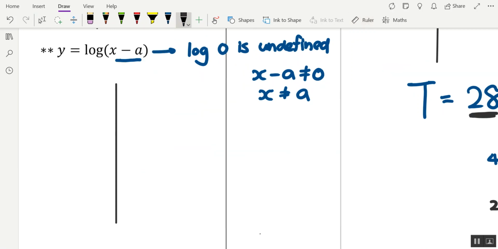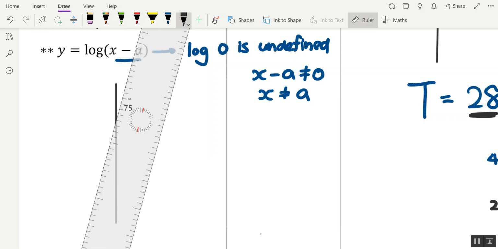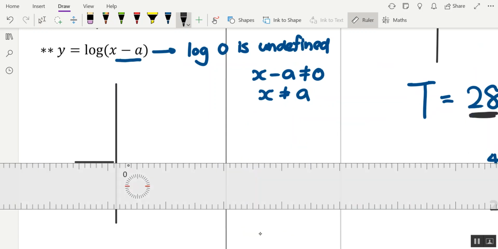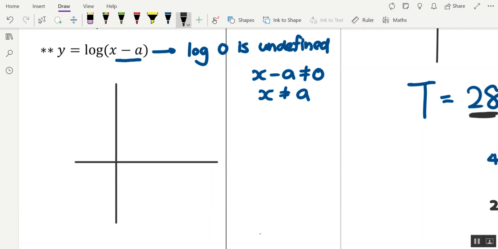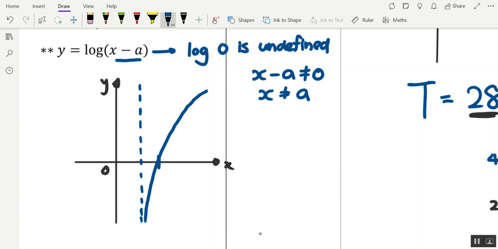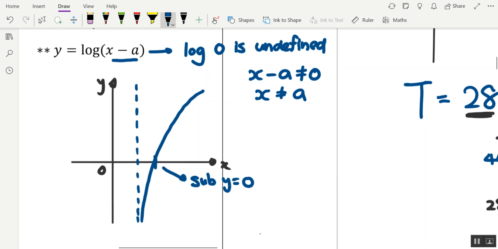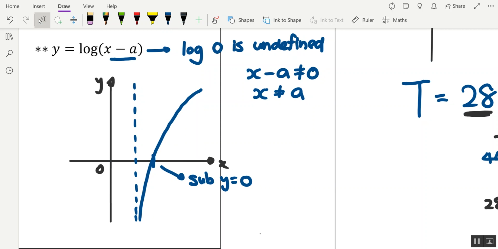Now how do I draw this graph? I will draw the axes, the y-axis followed by the x-axis. Now we assume that a is a positive number. First I will draw the asymptote. Remember to label your y-axis, your x-axis, and your 0. And then I start very close to the asymptote and I will go upwards. Remember to find out what your x-intercept is. The basic way to find the x-intercept is to substitute y equals 0. Later we will have an example on how to approach questions like this.